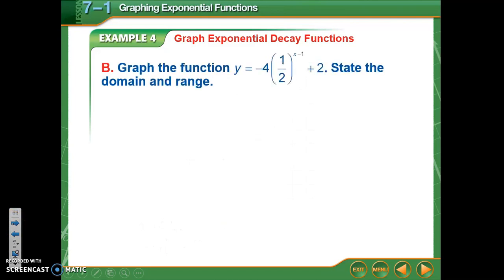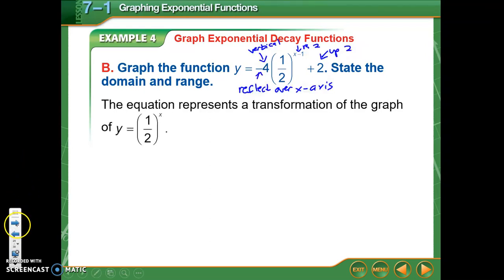Okay, let's take a look at this one. This one is going to involve some of the transformations we talked about. So this +2 outside of my function means it's going to move up 2 units. This -1 here means it's going to move to the right 1. And then this 4 is going to be a vertical stretch of 4. And the negative is a reflection over the x-axis. So this graph has a lot of stuff going on.